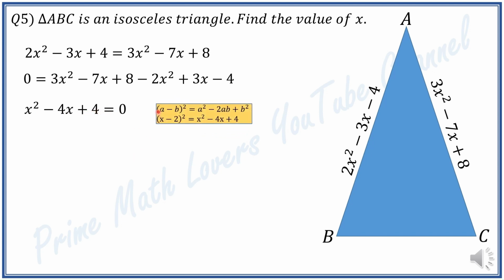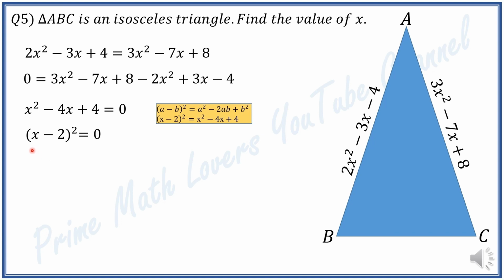We know from algebra, from this identity that states that a minus b squared is equal to a squared minus 2ab plus b squared. And if we apply this to x minus 2 squared, we will have x squared minus 4x plus 4, exactly what we have in our equation. It means that we can rewrite this side of the equation as x minus 2 squared is equal to 0.